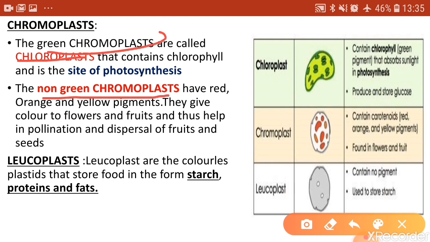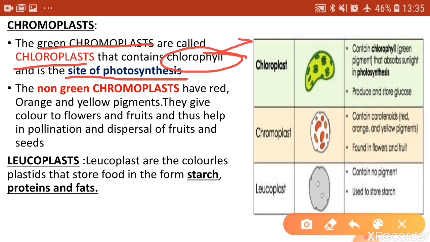The green chromoplasts are known as the chloroplasts, which you all are aware of. These chloroplasts are green plastids because they have a green pigment known as chlorophyll, and because of the presence of chlorophyll, the chloroplast becomes the site of photosynthesis. The role of chlorophyll in photosynthesis is to trap the light energy that is required for photosynthesis.